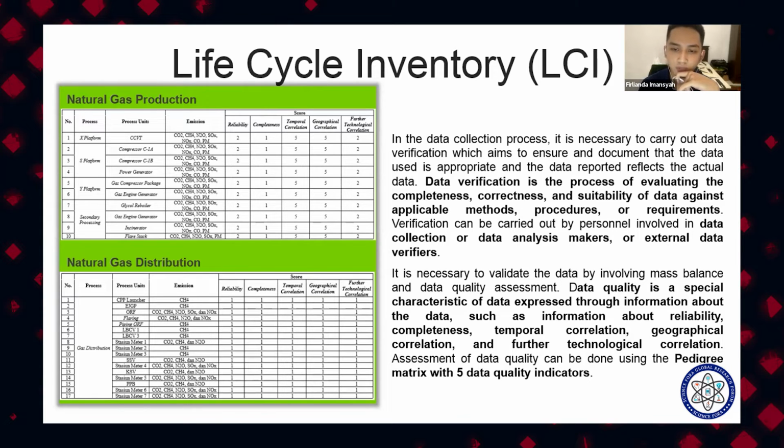Data quality is a special characteristic of data expressed through information about the data, such as information about reliability, completeness, temporal correlation, geographical correlation, and further technological correlation. Assessment of the data quality can be done using the pedigree matrix with the 5 data quality indicators.